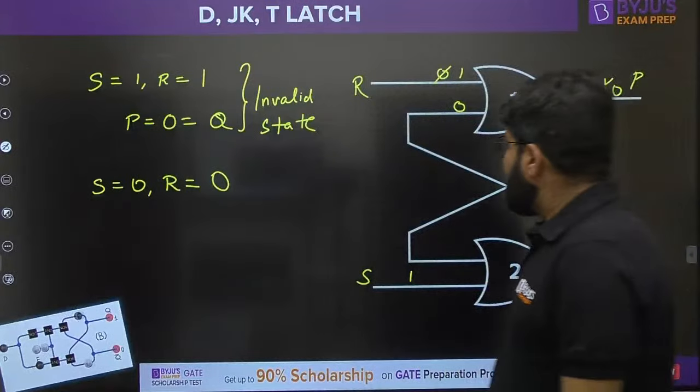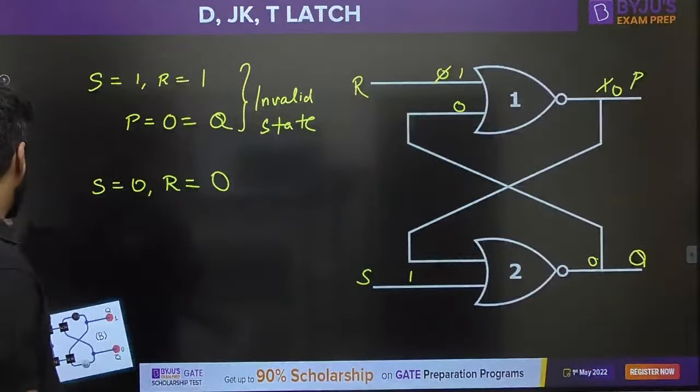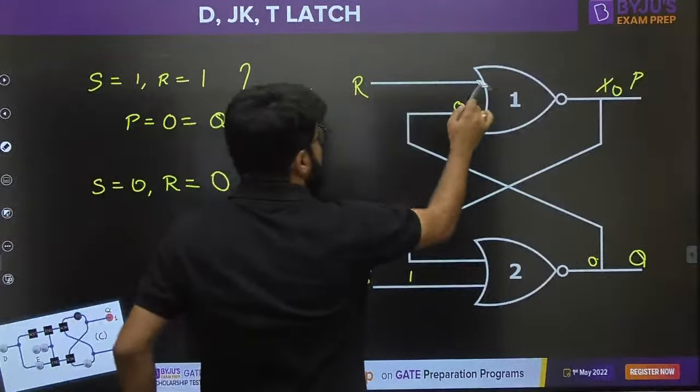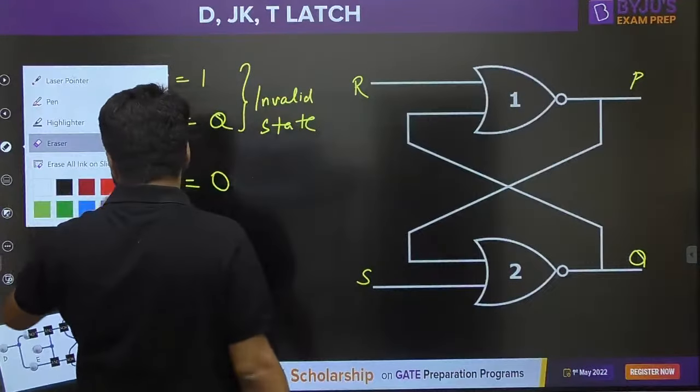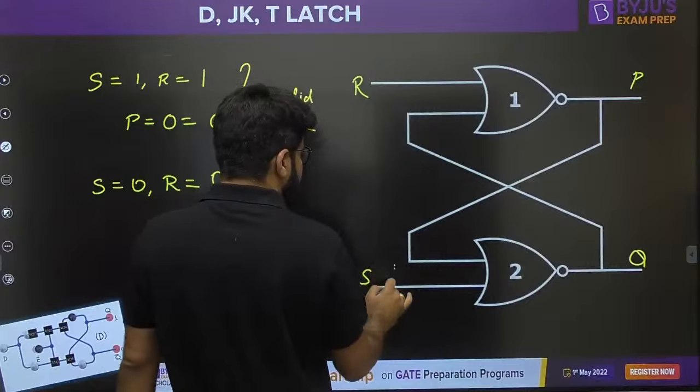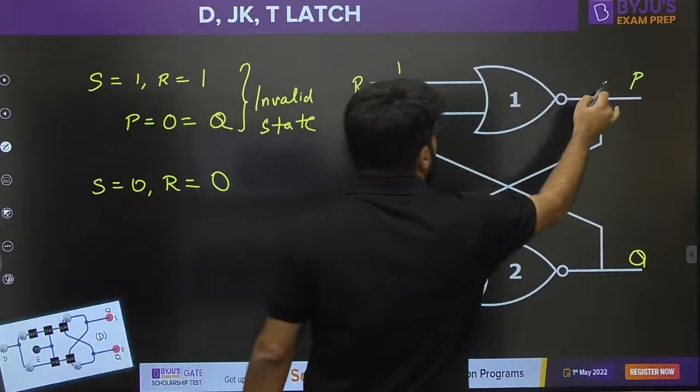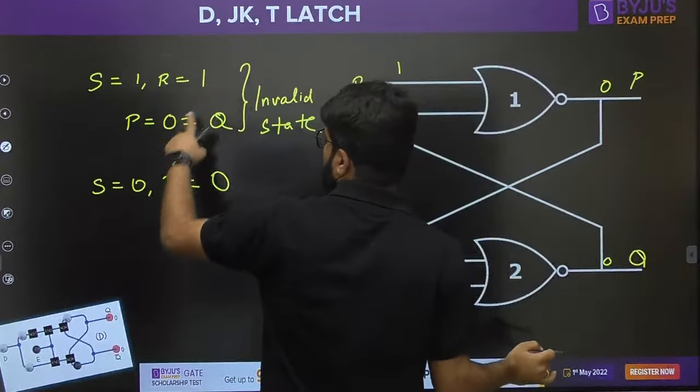What will happen? Everybody now try to understand what will happen. So let us just refresh these combinations here. Very important concept coming up for you. Earlier, S and R were both 1, so both the outputs became 0.